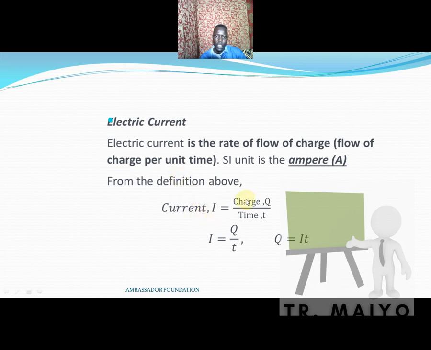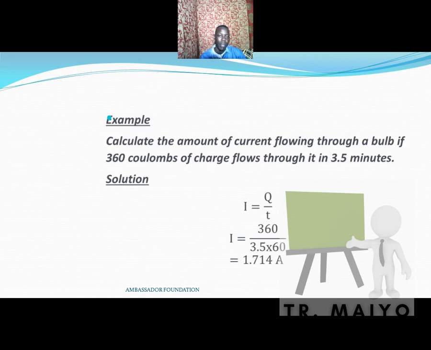Now in this case, to avoid a lot of writing, for current I will use I, for charge I will use Q, and for time I will use T. So I, as per our definition, is Q over T. Q is IT, and T is Q over I. So using one formula, I equals Q over T, you can get the formula for calculating charge and even time. You can look at an example. Calculate the amount of current flowing through a bulb if 360 coulombs of charge flows through it in 3.5 minutes.